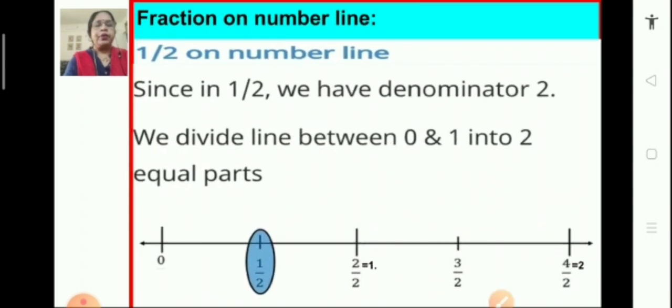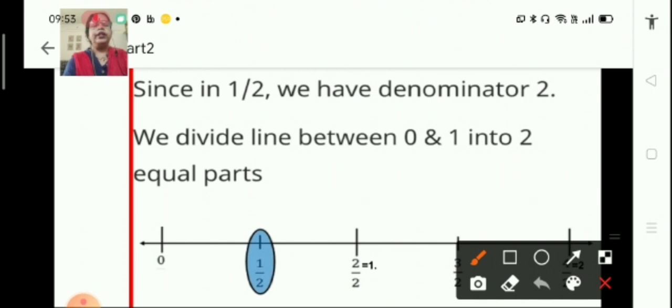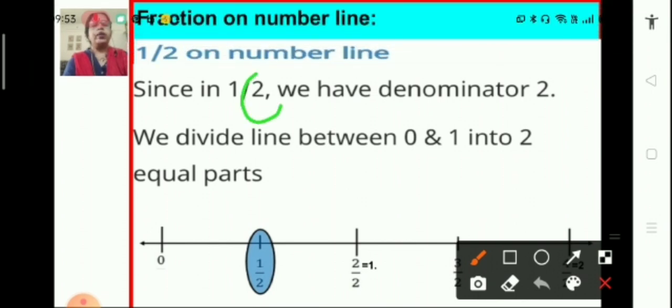Children, in our previous session, we learnt what are fractions and how to show fractions on a number line. Now, how to show half or 1 upon 2 on a number line. In half or 1 upon 2, the denominator is 2. So, we divide the line between 0 and 1 into 2 equal parts. And this shows half or 1 upon 2.